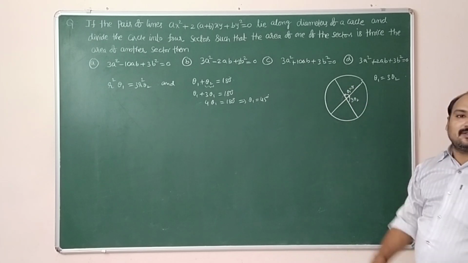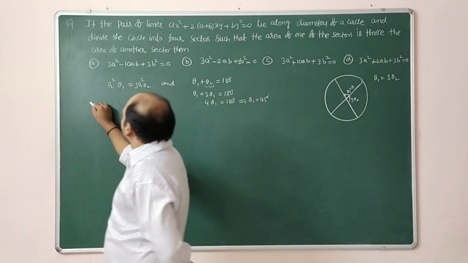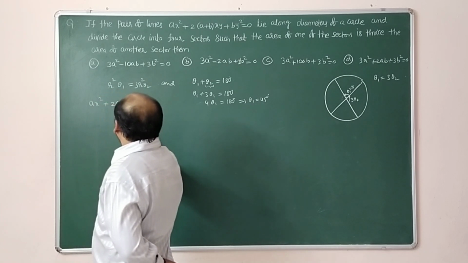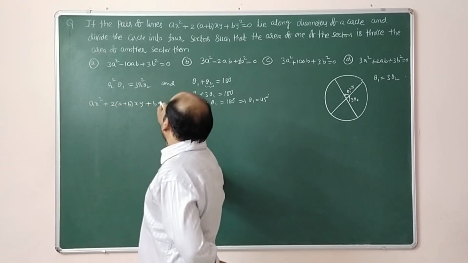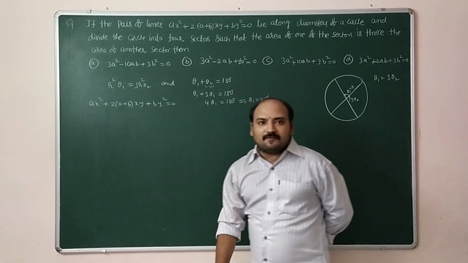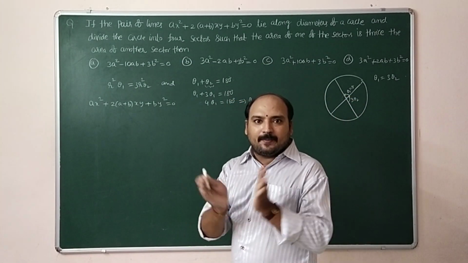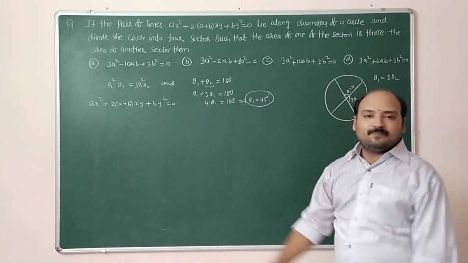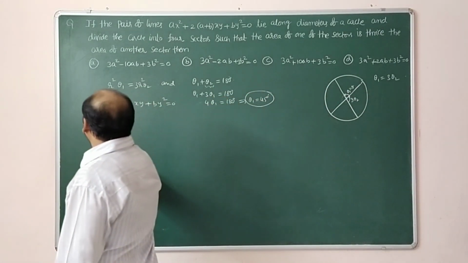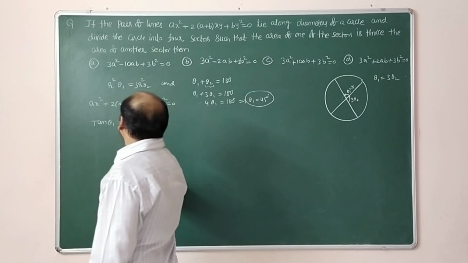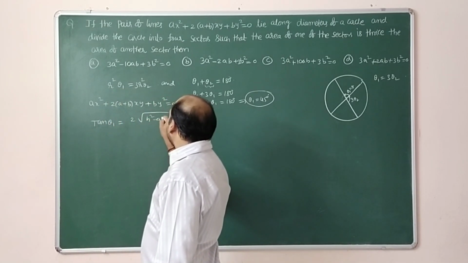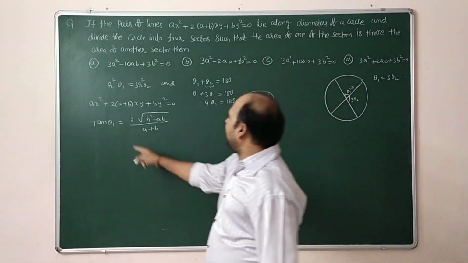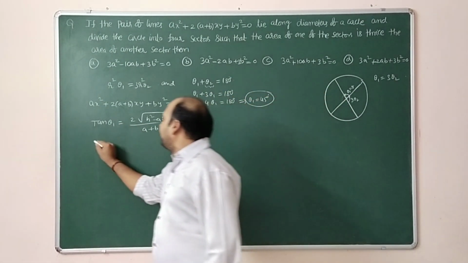These are the pair of lines. The pair of lines is given by ax square plus 2 into a plus b into xy plus by square equal to 0. For the pair of lines, we have the formula for the angle between them in terms of tan. Why? Because whenever 45 is there, you can apply the tan theta formula. Tan theta 1 is equal to 2 root over h square minus ab by a plus b. So tan 45, since theta 1 is 45.